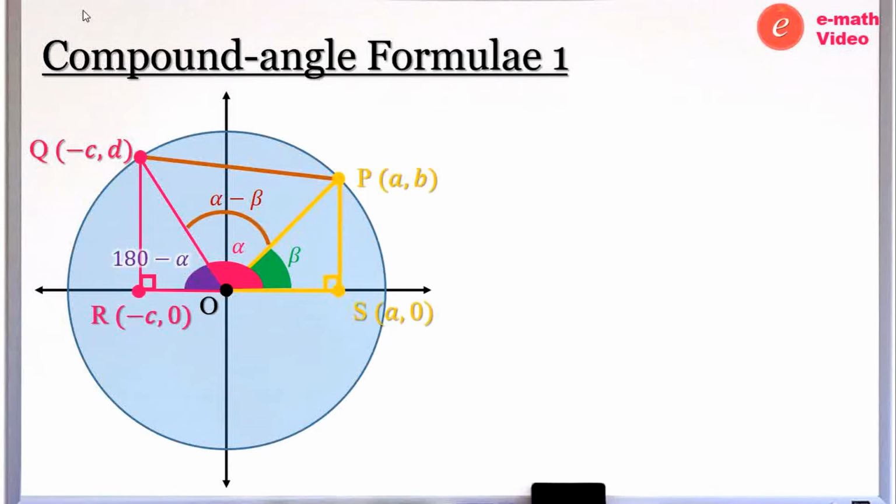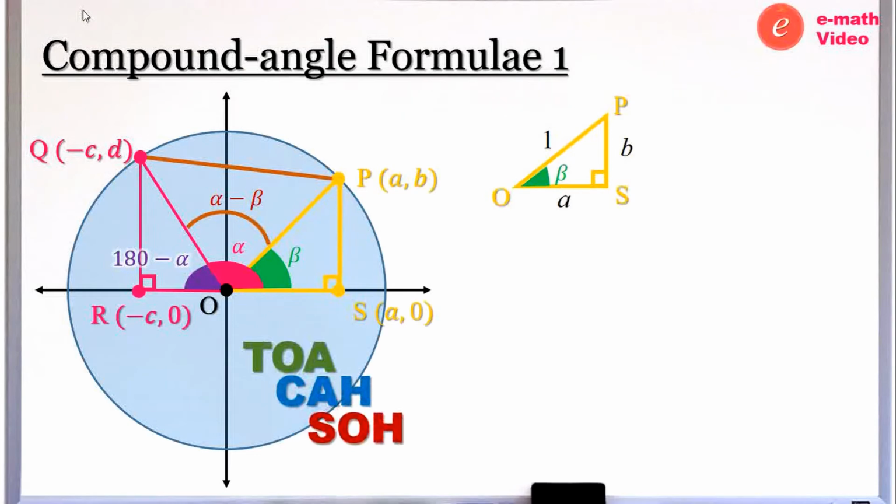We'll start with the yellow triangle OPS. Since the x coordinate of P is A, the base equals A, the height equals the y coordinate which is B, and the hypotenuse equals 1 because it is a unit circle. Apply Toa Ka So. Sine beta will be B over 1 which is B, cos beta equals A over 1 which is A.